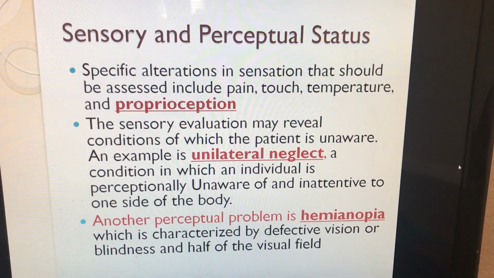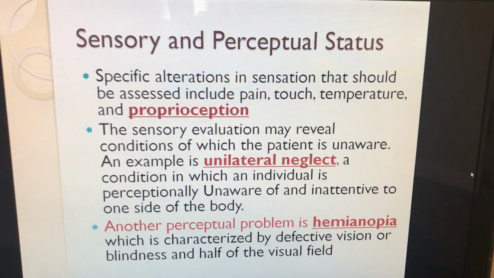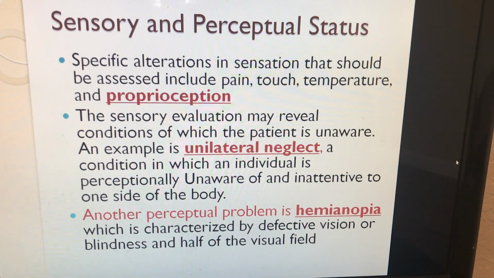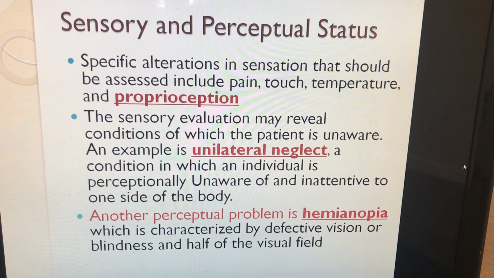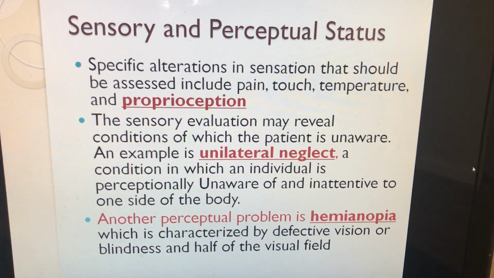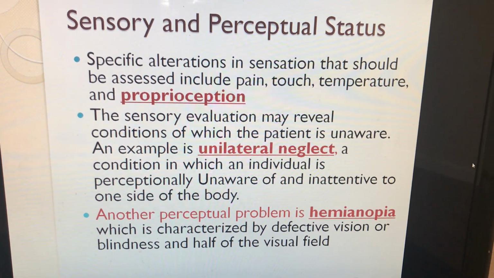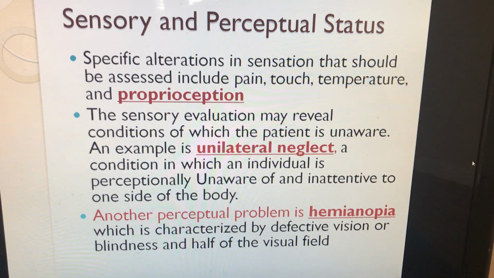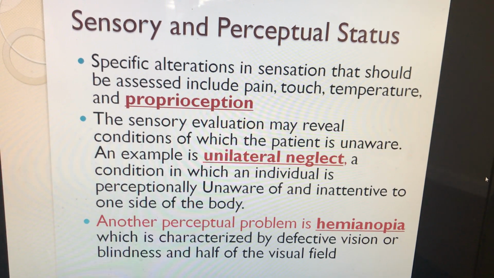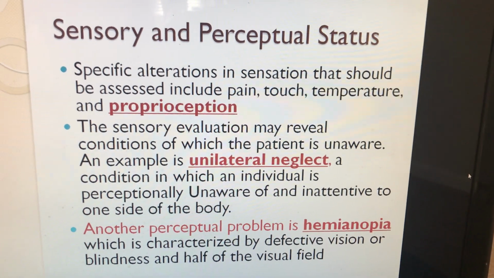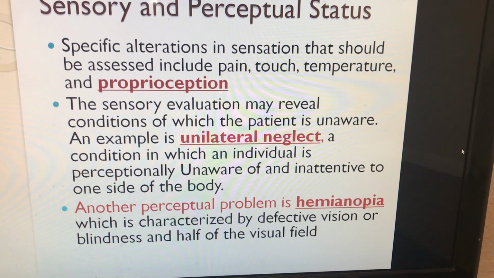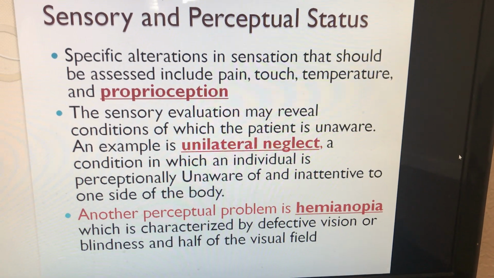You also want to assess for sensory and perceptual loss. So you want to assess pain, touch, temperature, and proprioception. The sensory evaluation may reveal conditions of which the patient is unaware. An example of that is unilateral neglect. This is where the patient is only paying attention to one side of their body. So maybe they only shave the left side of their face and forget the whole right side. Another perceptual problem is hemianopia, which is characterized by defective vision or blindness in half of the visual field.